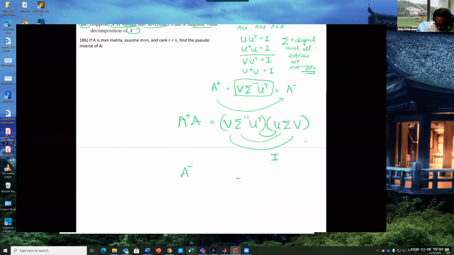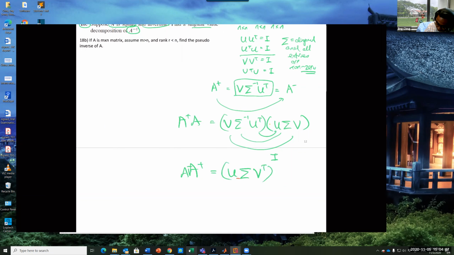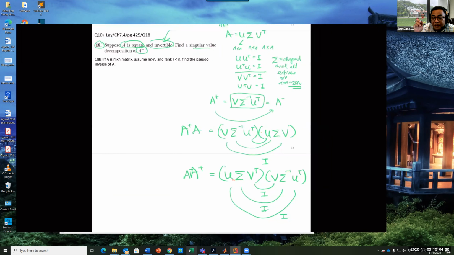A times A plus. So this is U sigma V transpose, and this guy is, wait, let me get this right. This guy is V sigma U transpose. So now this guy cancels, and this guy cancels. So we figure out that when A is square and invertible, the pseudo inverse becomes the inverse because of all these properties.